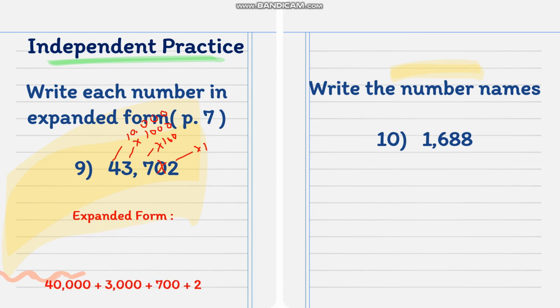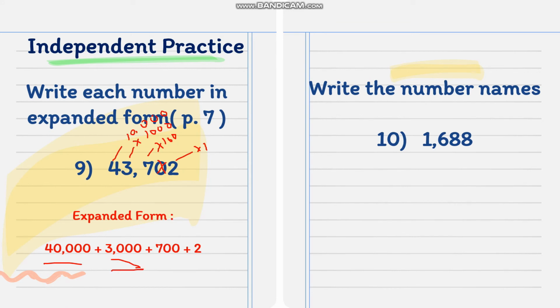So we have 40,000 because 4 multiplied by 10,000 is 40,000. 3 multiplied by 1,000 is 3,000. 7 multiplied by 100 is 700. And 2 multiplied by 1 is 2. So that is how to change the standard form, or the numerals, into expanded form.